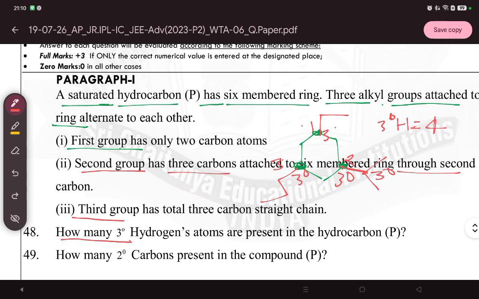And 49, how many secondary carbon atoms are present? Here the asked one is carbons, not hydrogens. It is a secondary carbon, and it is also secondary, and it is the primary one. Here this is the primary one, and it is also primary, and here is a secondary one, and here also a secondary one. Total secondary carbons are 1, 2, 3, 4, 5, 6.